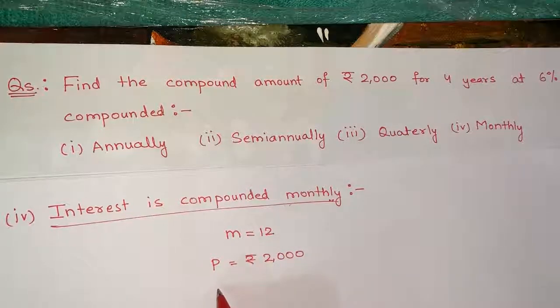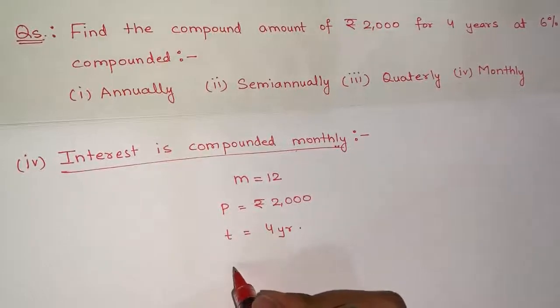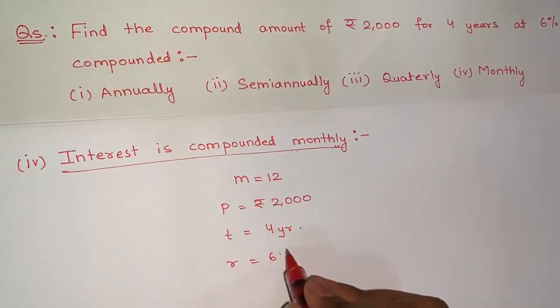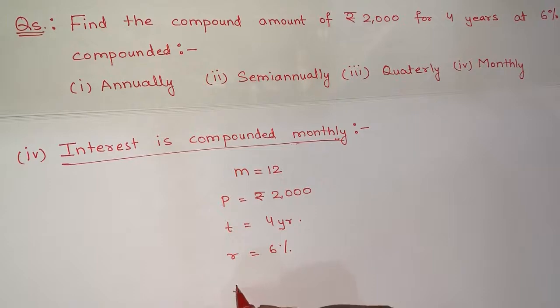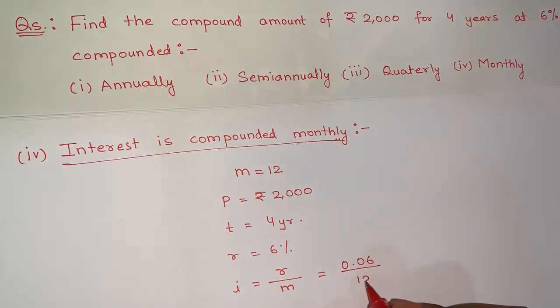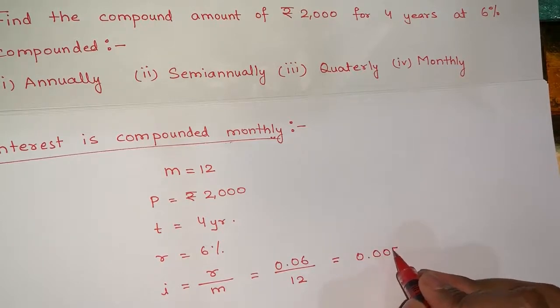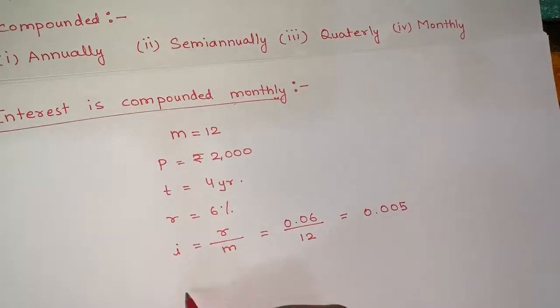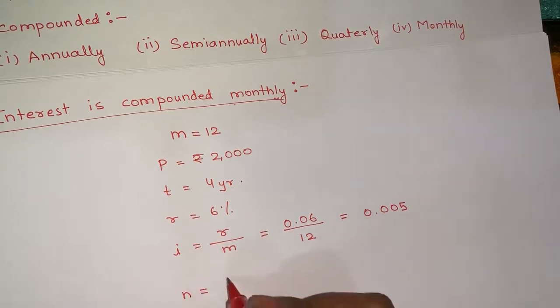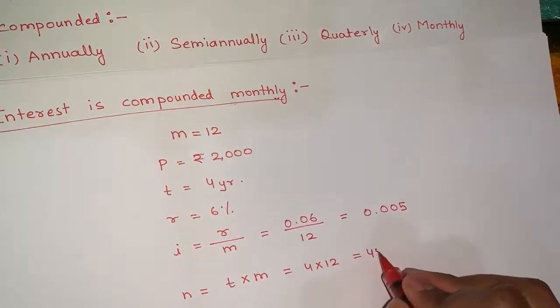Principal is known to us, which is rupees 2000. Time period is 4 years. We know the rate of interest, which is 6%. Therefore we can compute our i. i is r divided by m, which is 0.06 divided by 12, which comes to 0.005. Next we can compute our n. n is t multiplied by m, which is 4 multiplied by 12, which is 48.